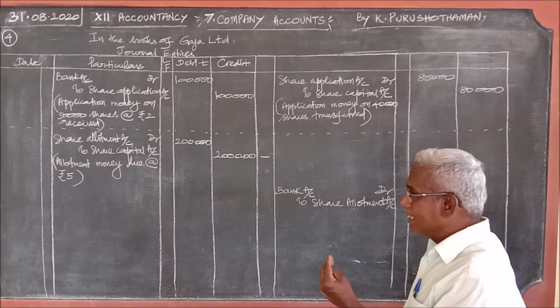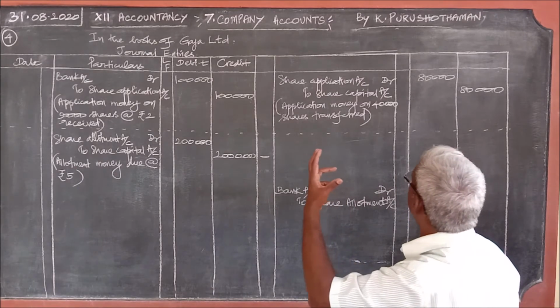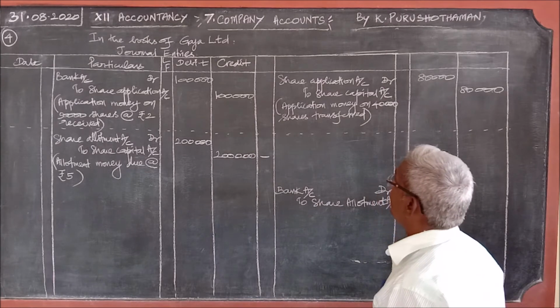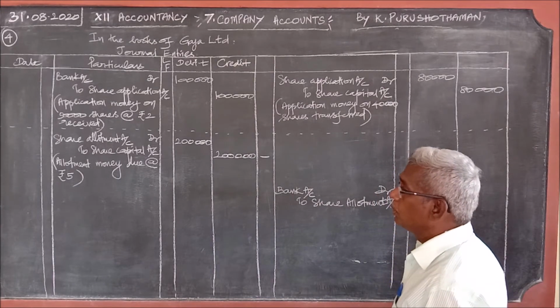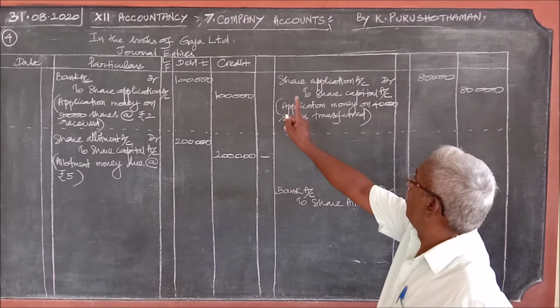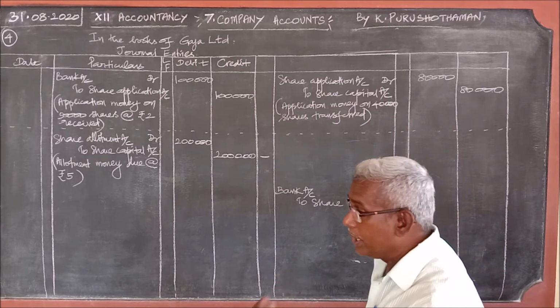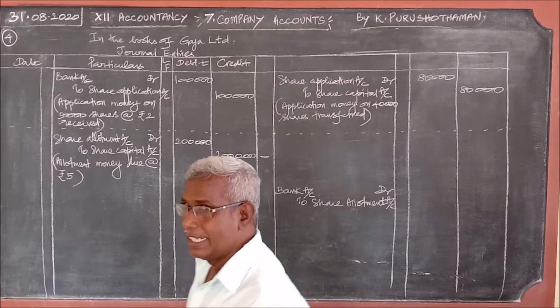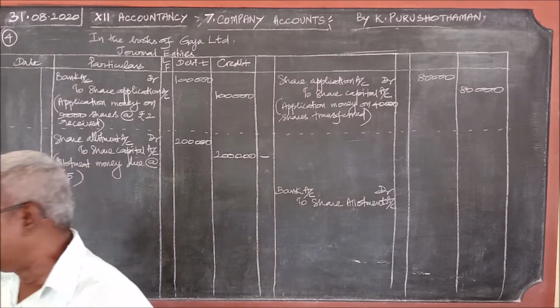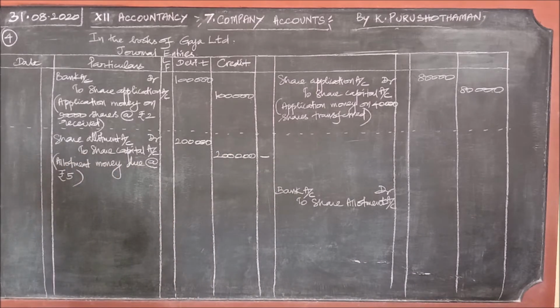So there is an excess money for 10,000 shares, that is 10,000 into 2, 20,000. That is 1 lakh minus 80,000, 20,000. What should be done with this amount? For that there is an instruction.